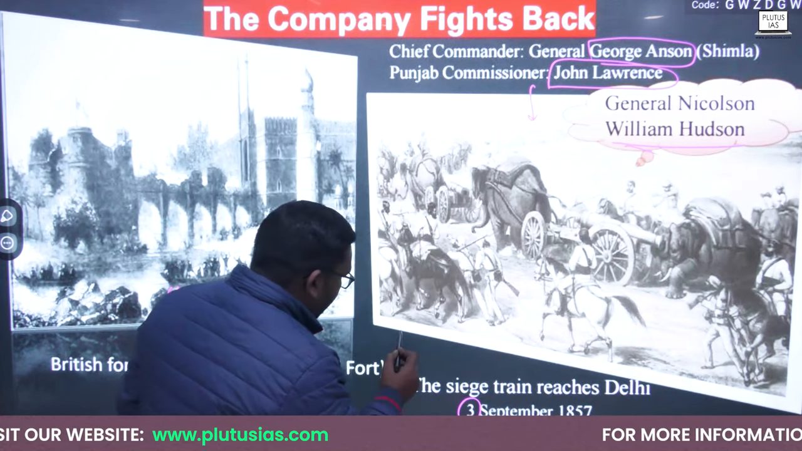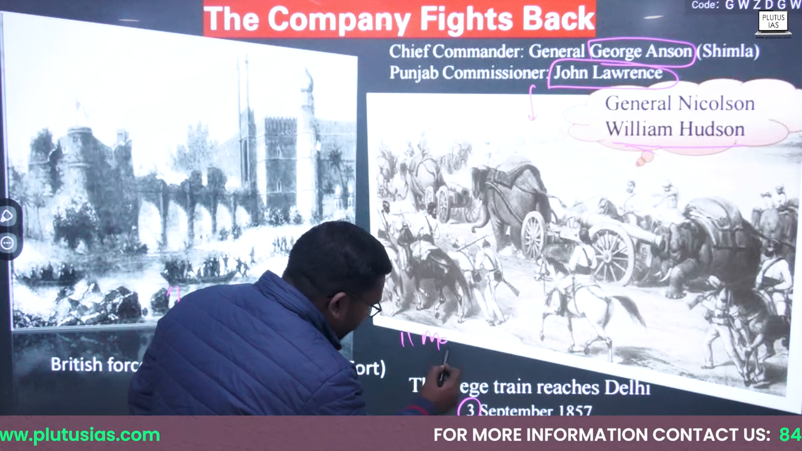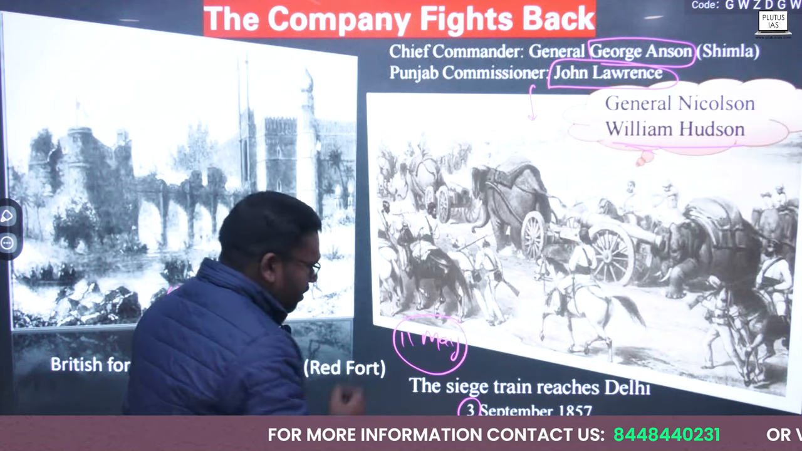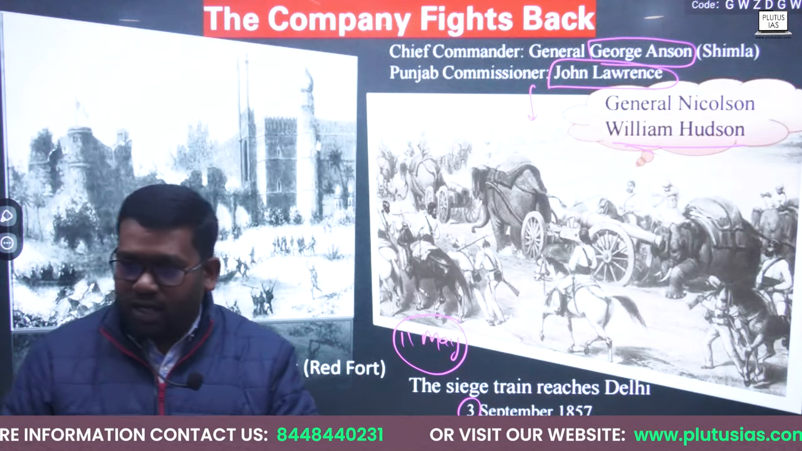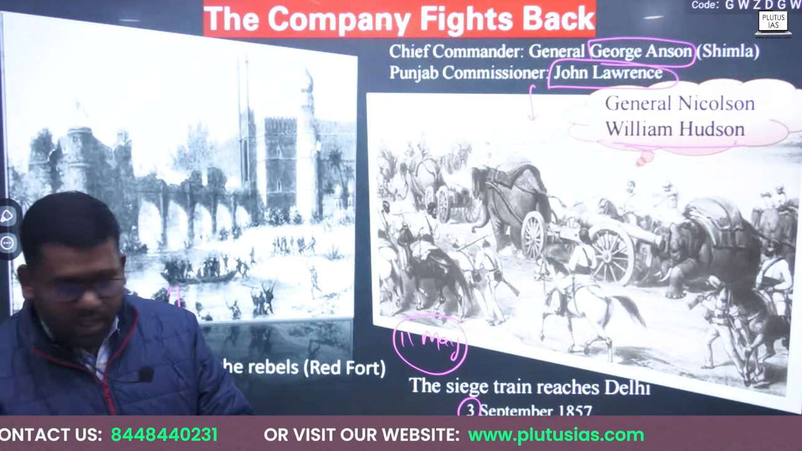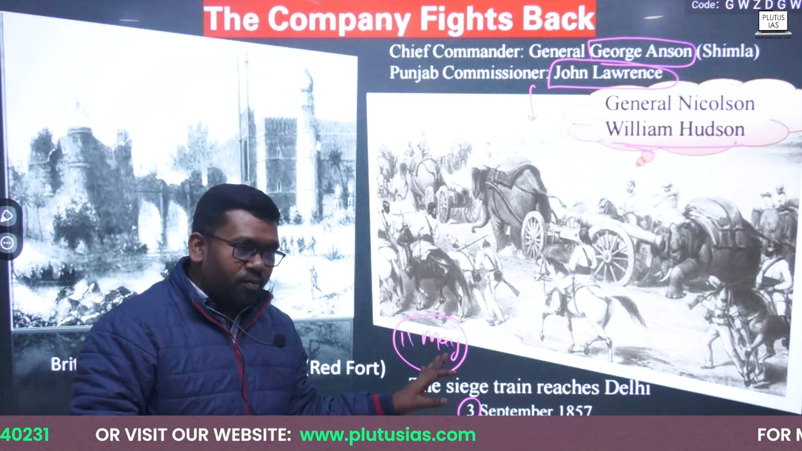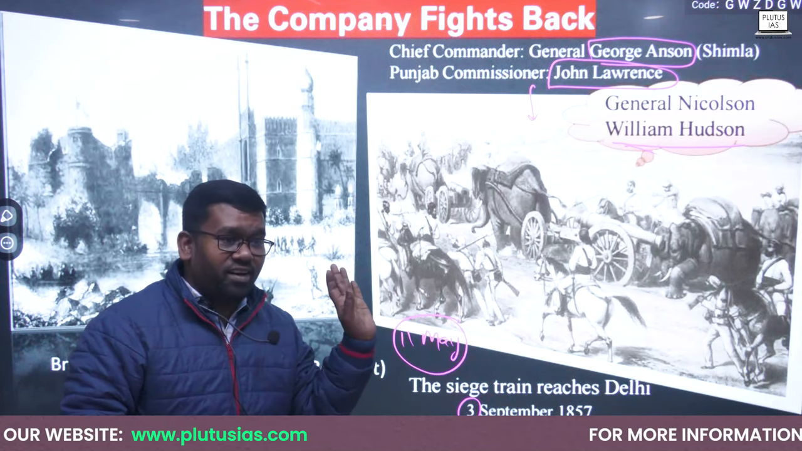Aur revolt kab hua tha? 11th May. How many months they have taken to come to Delhi? About 4 mahina roughly. May, June, July, August, roughly 4 months, hai na? So they have taken roughly 4 months. So for 4 months Delhi was independent.